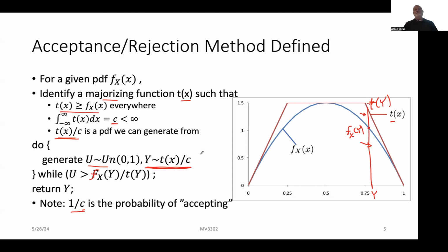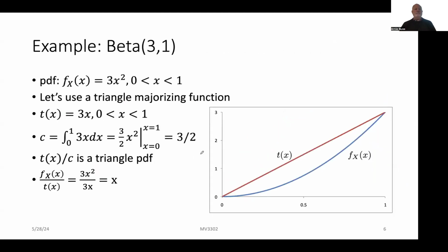So if I have an efficiency that's low, then I'm throwing away most of the stuff that I'm doing. And if I have one that's high, then everything else being equal, you want one that's high. And a high efficiency generally means that the majorizing function is a fairly close approximation of your probability density function. So here's a simple example.